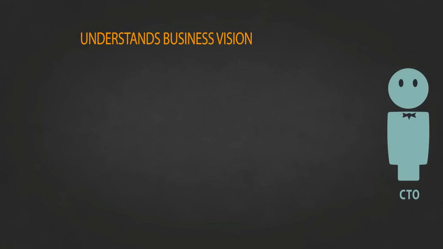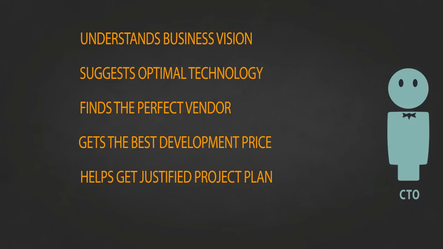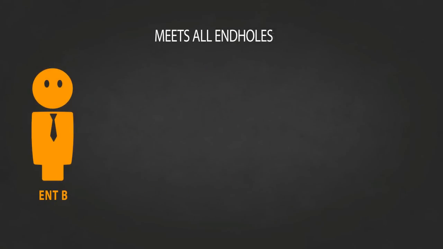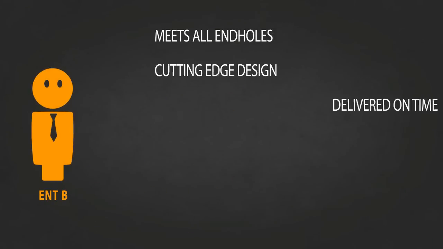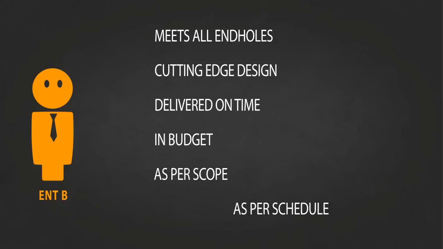The CTO understands the business vision and suggests the most optimal technology. The CTO sources and selects the right software team and gets a much reduced cost and time estimate. The CTO reviews, tests, and optimizes the product before the final handover. Entrepreneur B, in turn, gets a product that meets all strategic goals, has a cutting-edge design, and which is delivered on time, on budget, as per scope and schedule.